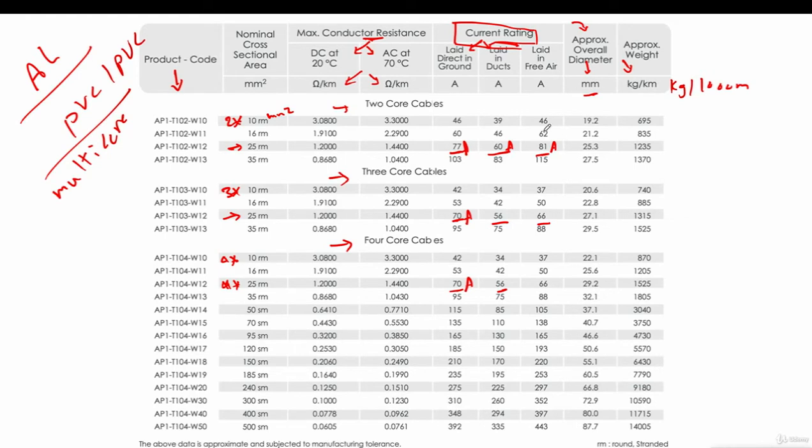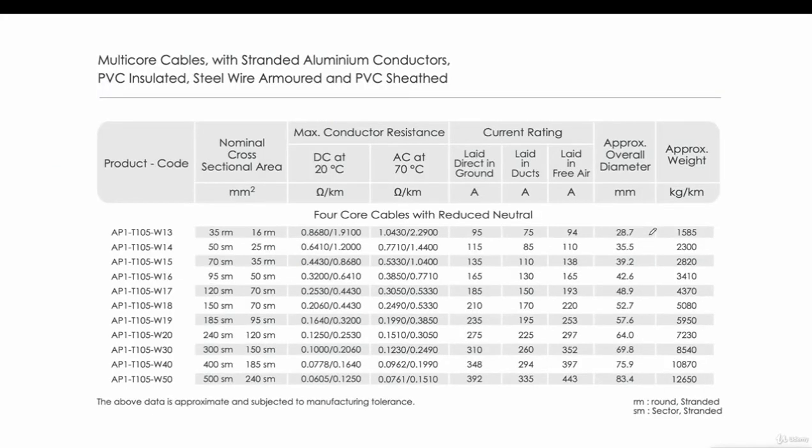And in these tables, all cores are the same cross section but with a reduced neutral, and here the manufacturer makes the neutral half the cross section of the main three cores. So we have here three cores of this cross section and only one core of this cross section. This is for neutral, and this is for line 1, line 2, and line 3.